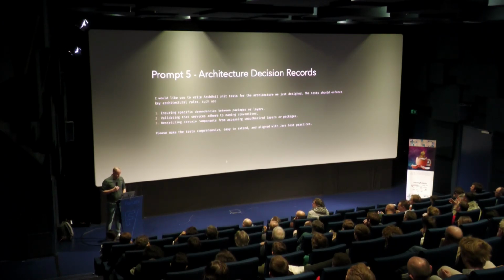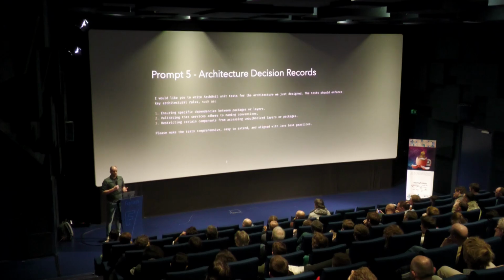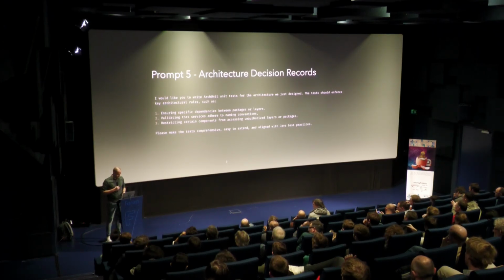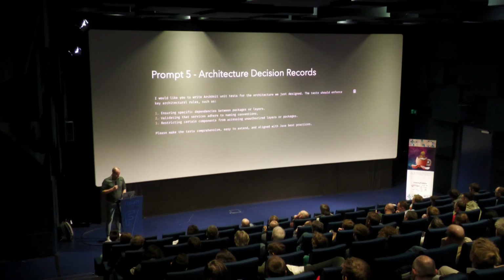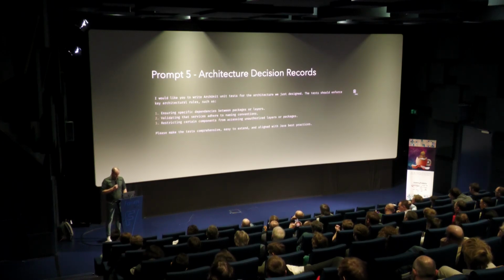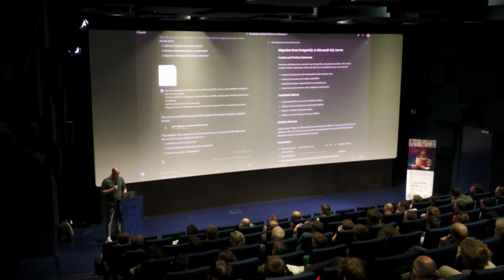So what I'm going to do now is create some ArchUnit test code to make sure I can test my architecture. So I would like you to write ArchUnit unit tests for the architecture we just designed. The tests should enforce key architectural rules such as ensuring specific dependencies between packages or layers, validating that services adhere to naming conventions, restricting certain components from accessing unauthorized layers or packages. Please make the tests comprehensive, easy to extend, and aligned with Java best practices. Now, let's see what it creates.